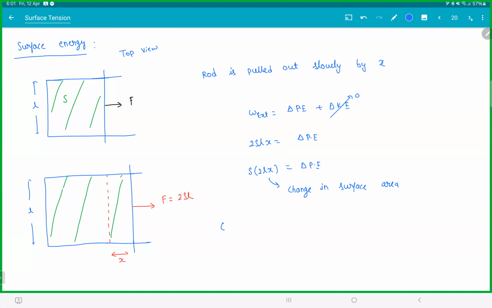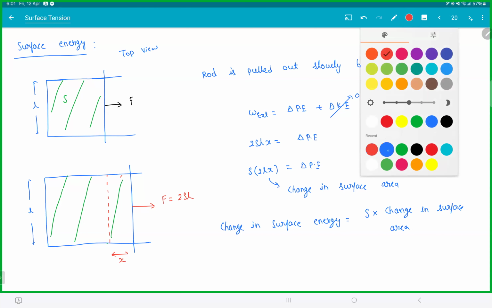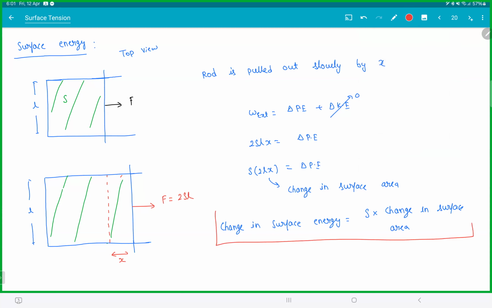So you can remember like this. Change in surface energy is nothing but surface tension into change in surface area. Have a look at this. If there is force, there is always energy involved.